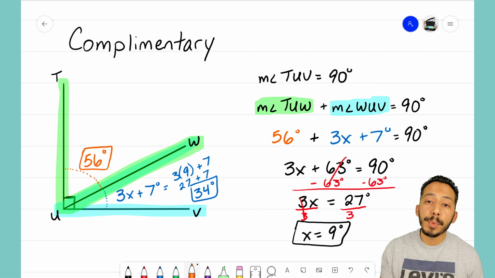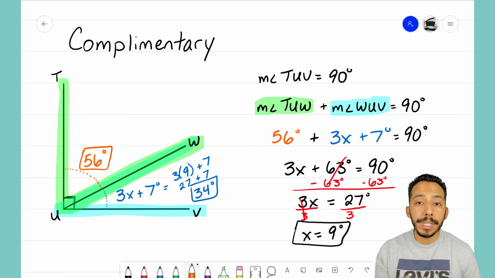This is a great example problem to show you how you can solve for this missing variable only by understanding that those two angles are complementary and they form our 90-degree right angle.